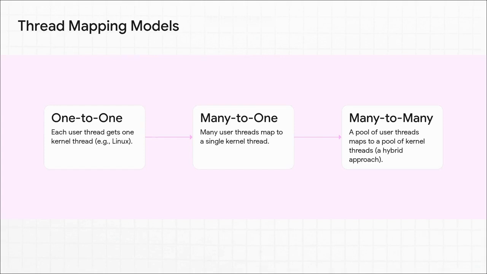First, you've got the one-to-one model. It's super simple and reliable. For every single user thread you create, you get one dedicated kernel thread. This totally solves the blocking problem, and it's what most modern systems like Linux use.